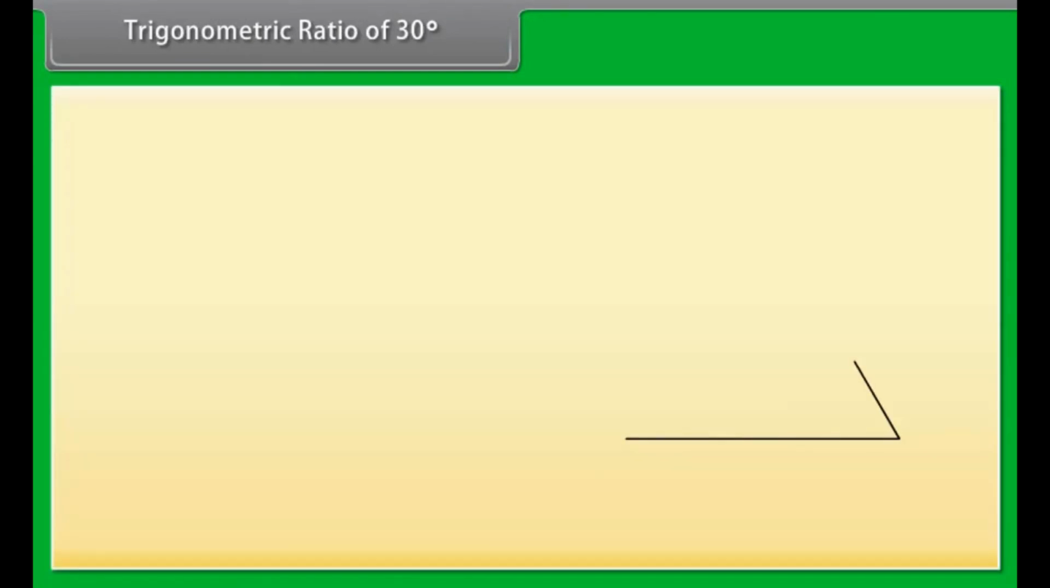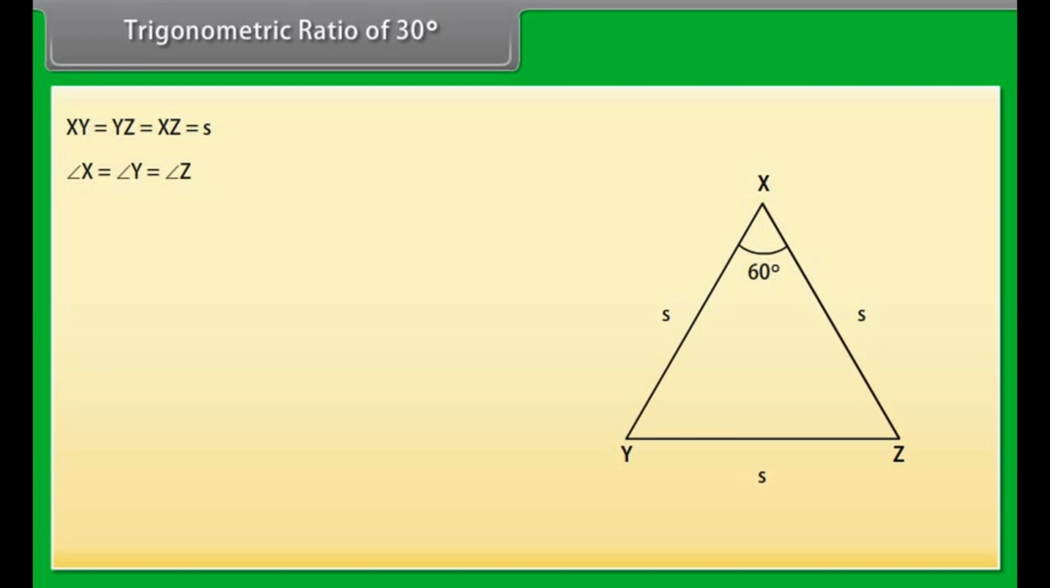Consider the equilateral triangle XYZ. XY is equal to YZ, which is equal to XZ, which equals S. Angle X is equal to angle Y, which equals angle Z. Let us now draw a perpendicular from vertex X to intersect side YZ at T.